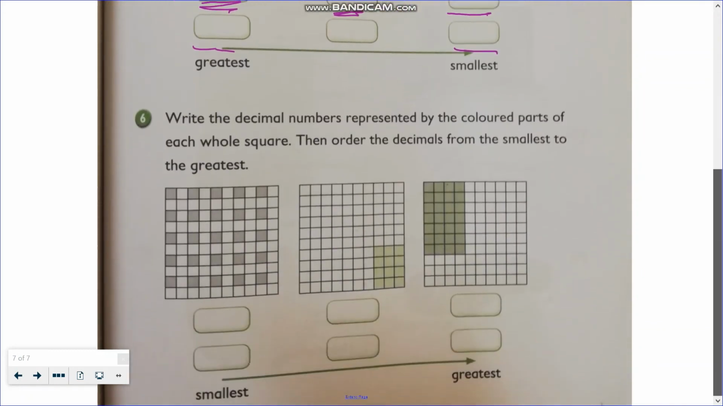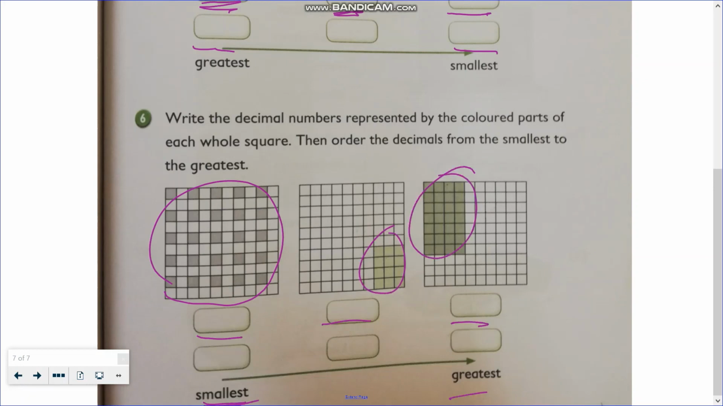Let's go to number 6. Write the decimal numbers represented by the colored parts of each whole square, then order the decimals from smallest to greatest. So this one is the same with number 4. So again, you have to count all the shaded parts and write your number here. And then arrange them from smallest to greatest.